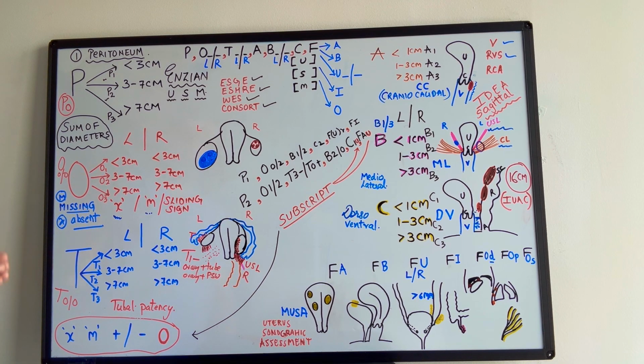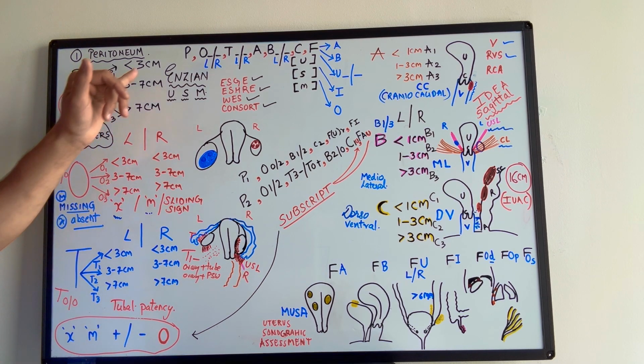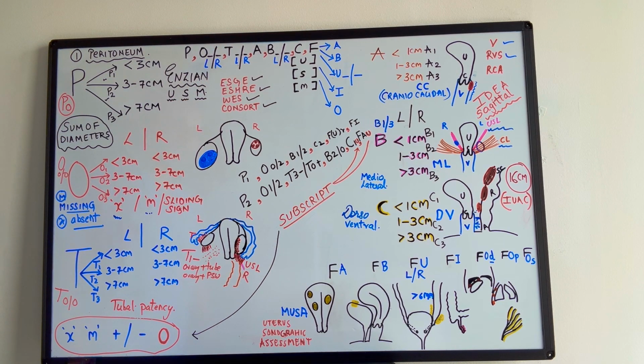There are special alphabets. X stands for absent ovary or tube, M stands for missing ovary or tube, plus stands for tubal patency, minus stands for absent patency, and 0 stands for none of the lesion. But we don't mention that when we are writing down these numbers in the end.